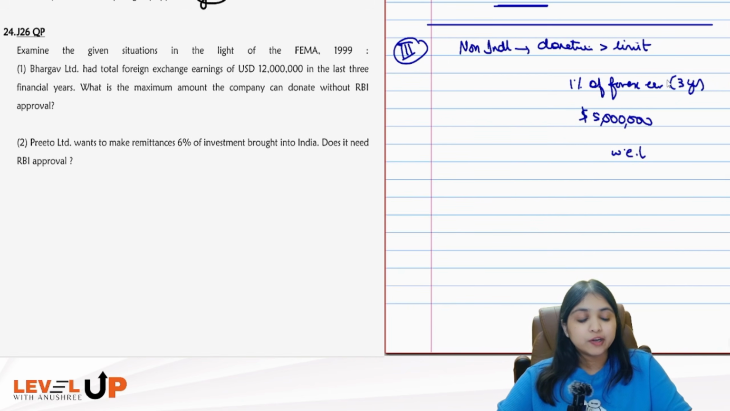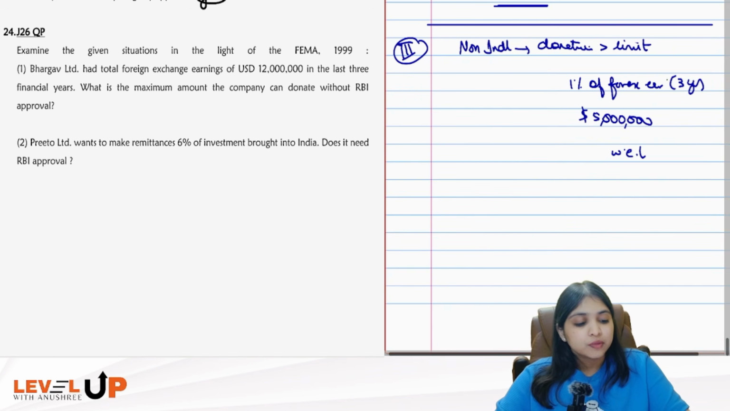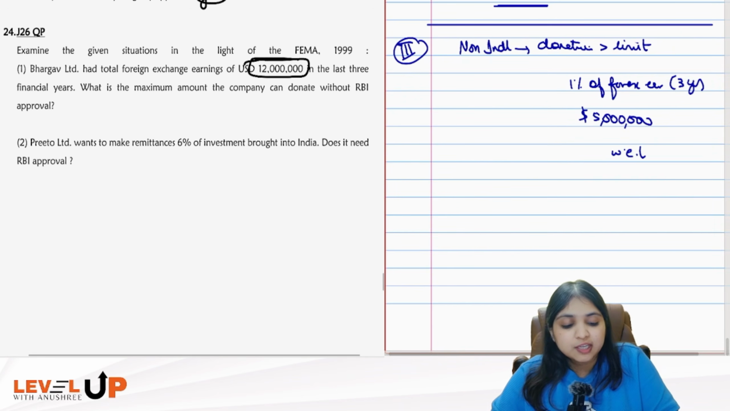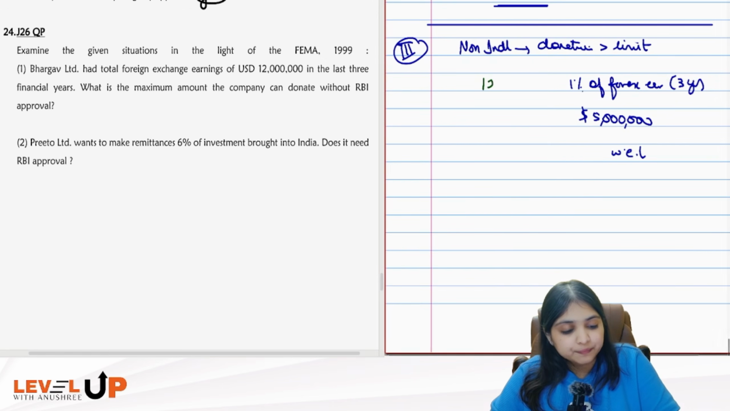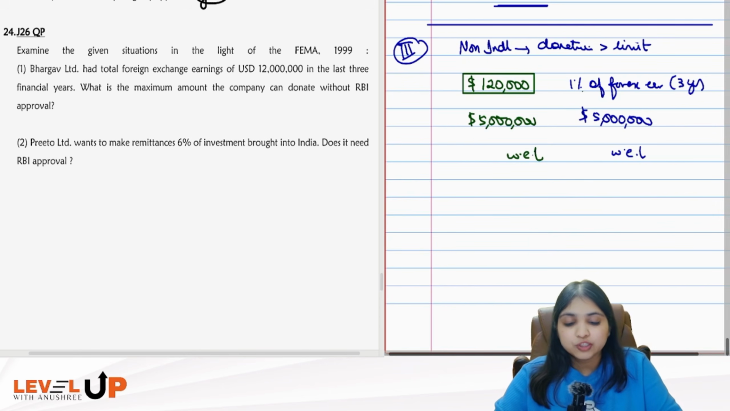Okay, so if I'm going to make a remittance of foreign exchange for donation, if it is more than this limit, then only RBI approval is required. So 1% of foreign exchange earnings of 3 years. Here my foreign exchange earnings of 3 years is $12 million. So 1% of this is going to become $120,000. So $120,000 or $5 million, whichever is lesser will be the limit. So $120,000 will be the limit.